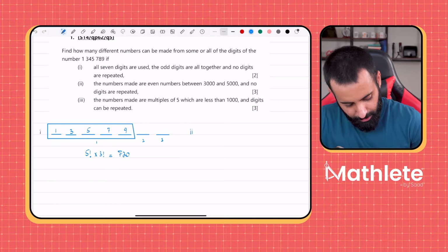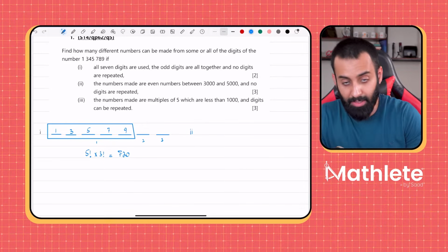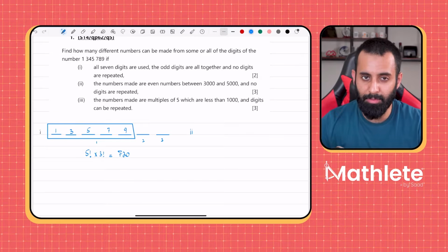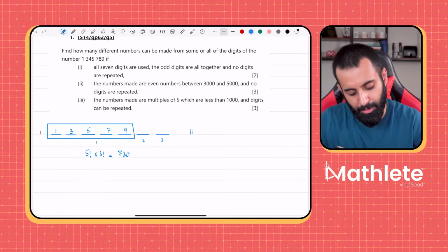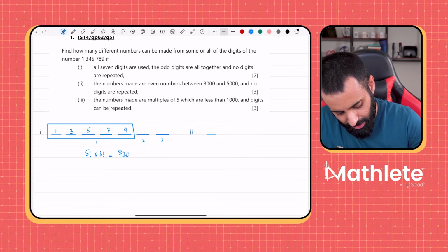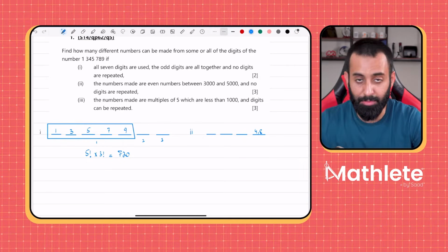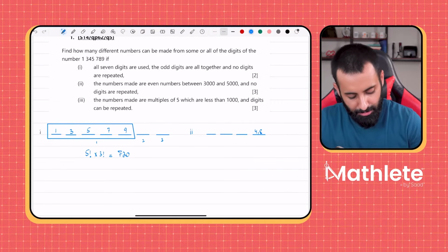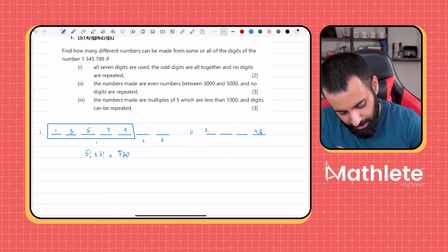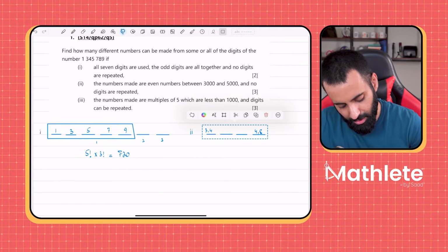Okay, now part 2. Part 2 says the numbers made are even numbers between 3000 and 5000. So that means now we're not forming 7-digit numbers, now we're forming 4-digit numbers. Okay, and the condition is that the numbers must be in between 3000 and 5000. So we start by making 4 blanks. Now if the number is supposed to be even, that means the last digit can be 4 and 8. Okay, the number will be even. And if the number is also supposed to be in between 3000 and 5000, that means the first digit can be either 3 or 4.